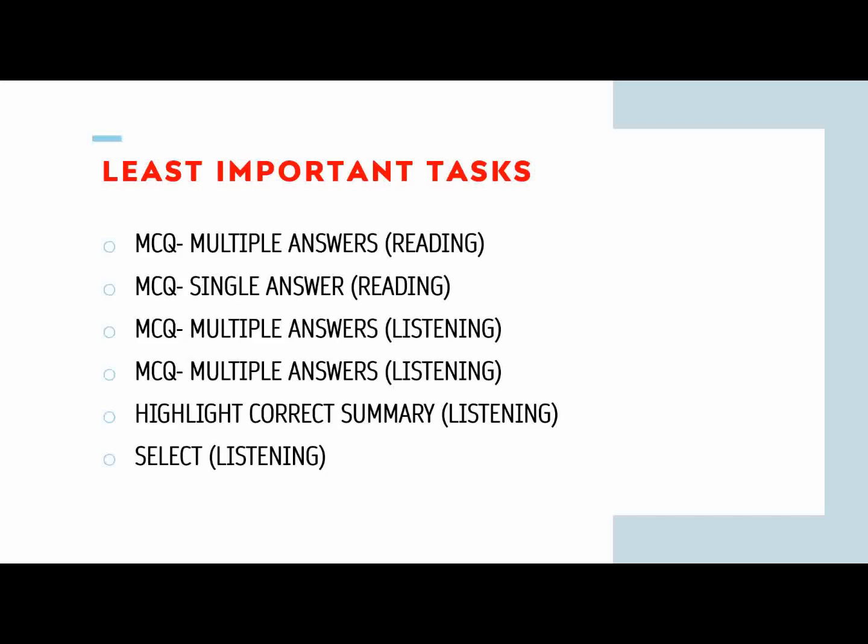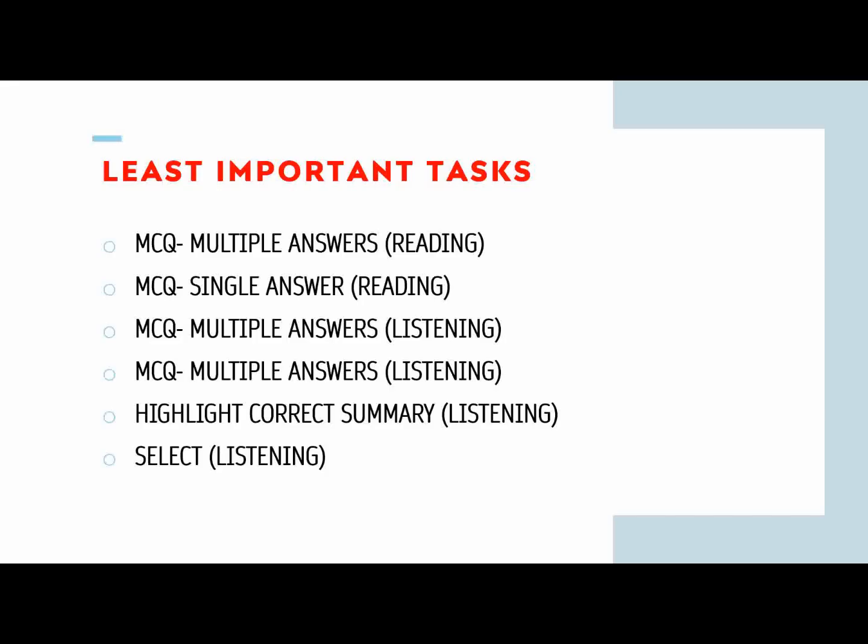So next is the least important task. If your targeted score is between 50 and 70, then you don't need to practice these tasks. When you attempt a mock test, then you can see what these kinds of tasks are. The first ones are MCQ multiple answer and MCQ single answer from the reading section, MCQ multiple answer and MCQ single answer from the listening section, highlight correct summary, and the last one is select missing word. So these are the least important tasks.